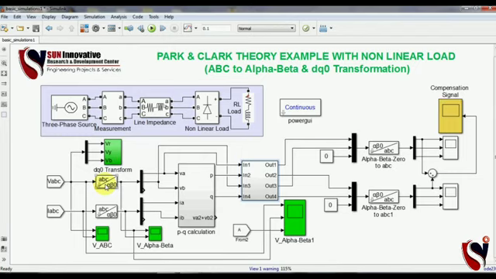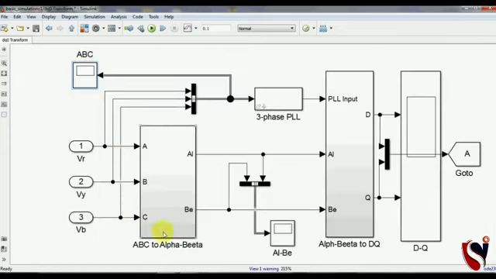Alpha beta is a sinusoidal quantity which is converted into two phase only, but the vectors and phasors continue rotating. That can also be explained by the program that I'm going to show you in this video, and I'm also going to explain what the advantages of the DQ quantity are.